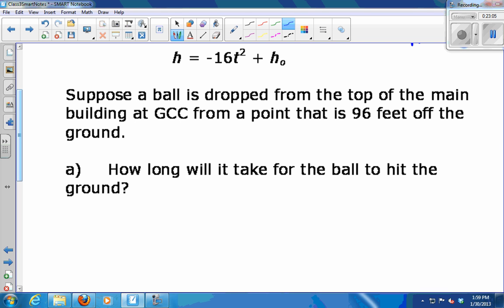So which variable should I replace with 96? h0, you got it. That is the initial height you drop from. So I have h equals negative 16t squared plus 96. Okay. Now, how long will it take for that ball to hit the ground? So the question is how long, right? So which variable do you think we're going to be solving for, t or h? T, right? Because how long is a time kind of question. So that means I must know h, right? What is h? 0, because when you hit the ground, you are 0 feet off the ground.